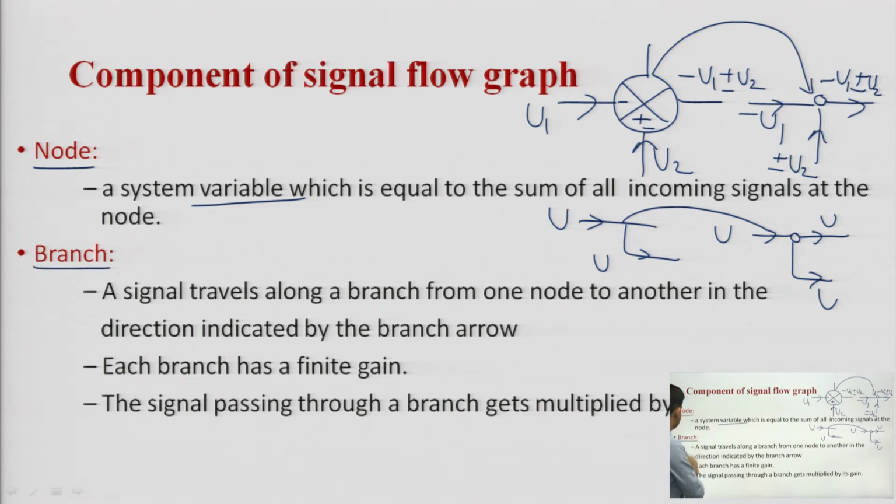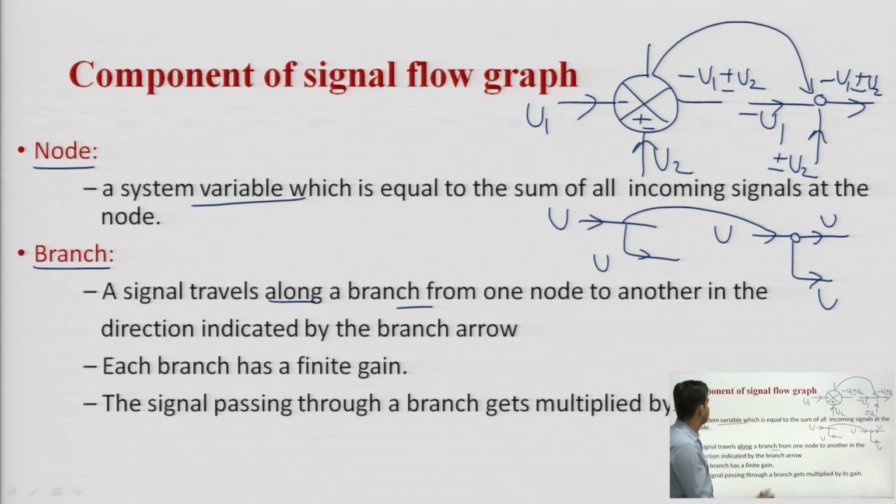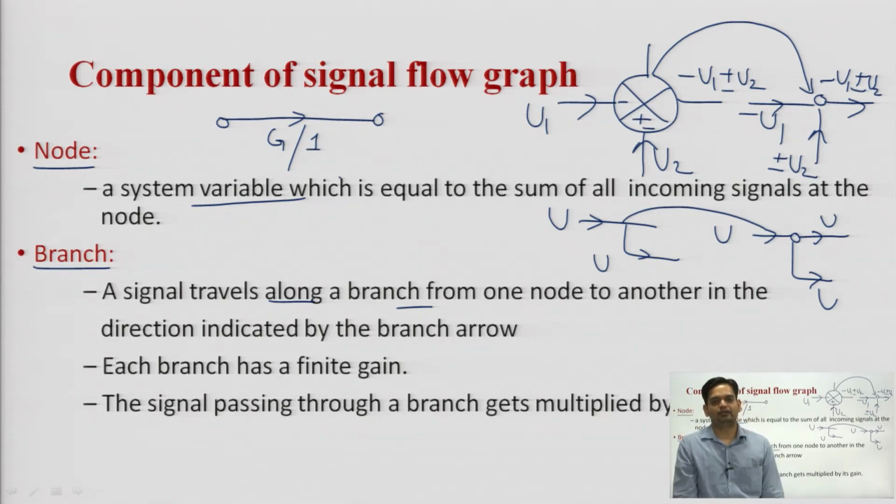Then the second component is the branch. What is a branch? Whenever a signal travels along a branch from one node to another in the direction of the arrow, we can say that is a branch. For example, I am using this node, this is the second node, signal is passing through it, and this is the direction of signal. So, in between two nodes this is the branch, which may have gain g, or a gain of unity, whatever. This branch is connecting the two nodes, and the direction over the branch tells you the direction of flow of signal through it.